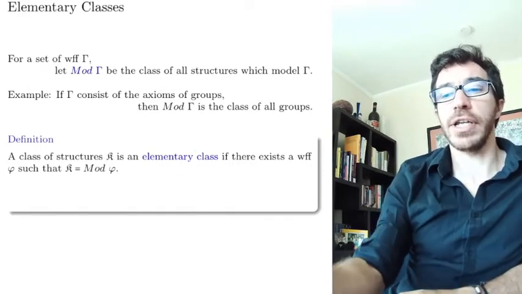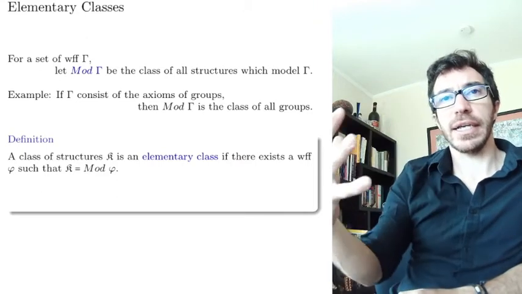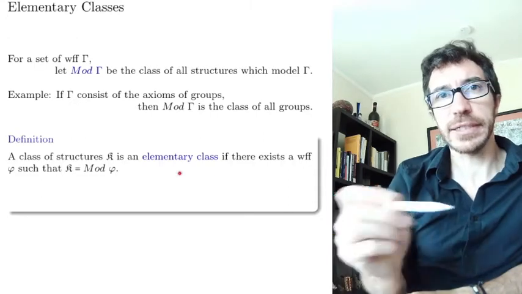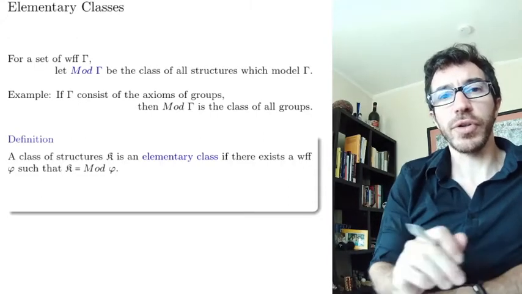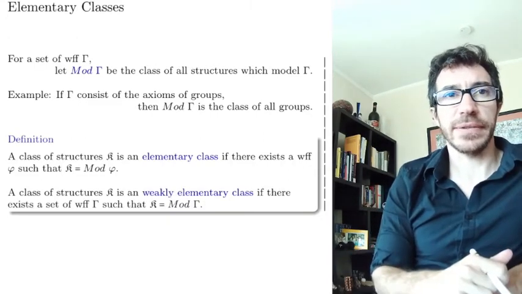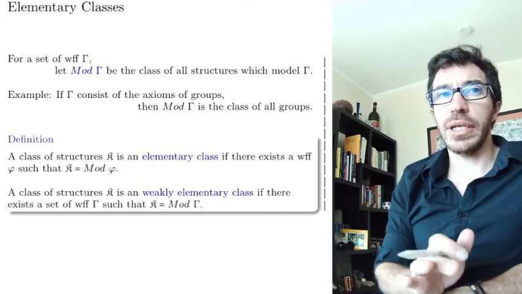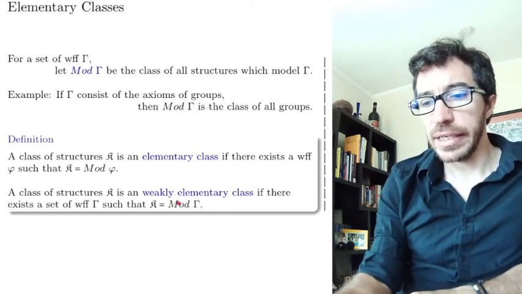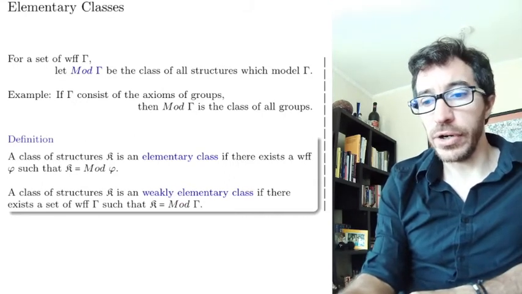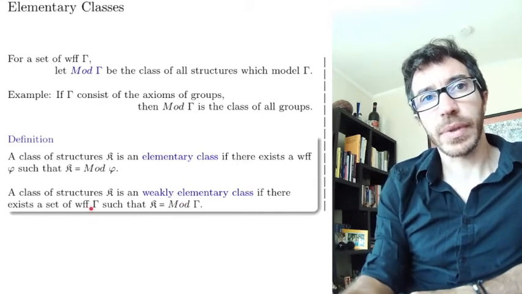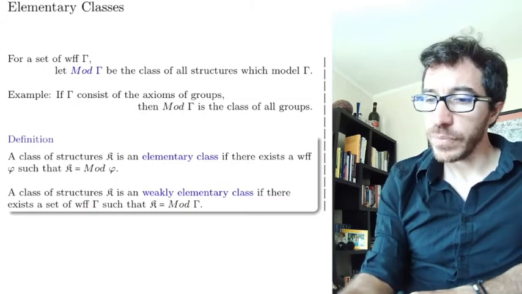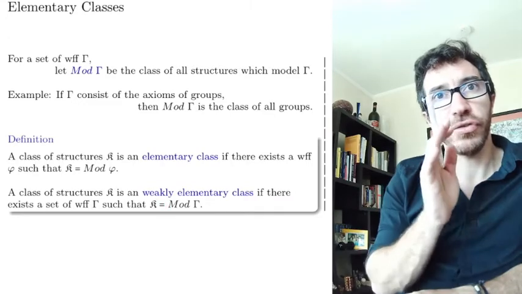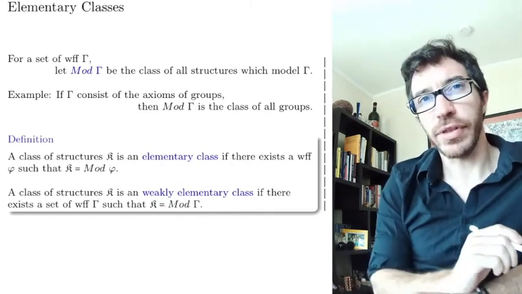The same for the class of linear orderings, it's an elementary class. The class of ordered fields, it's an elementary class. So all of those are elementary classes. Another notion that we're going to see is weakly elementary classes. So a weakly elementary class is one where you have a set of formulas, and the class is exactly the class of all models of that set of formulas.